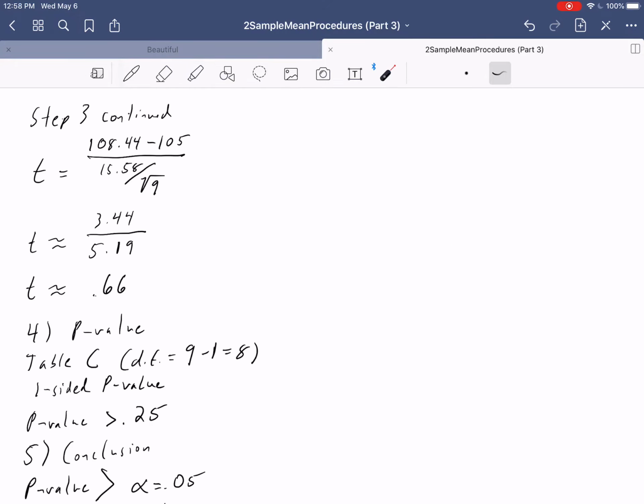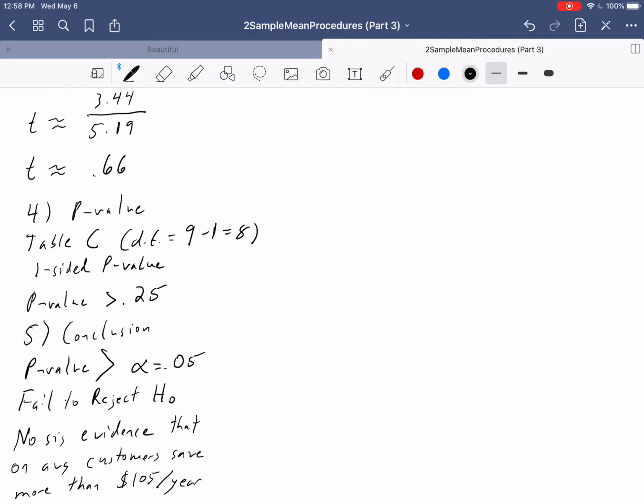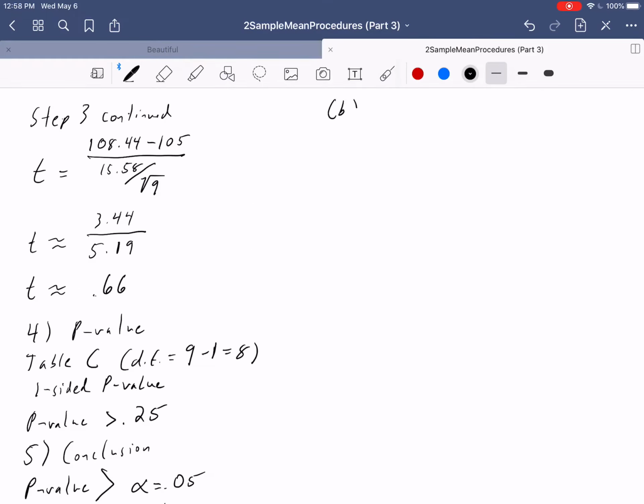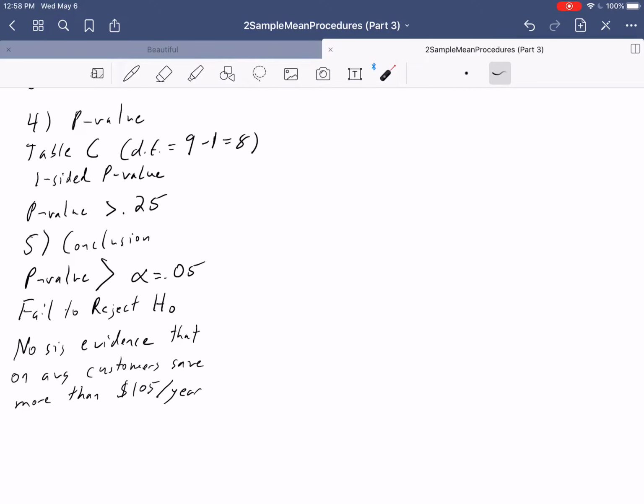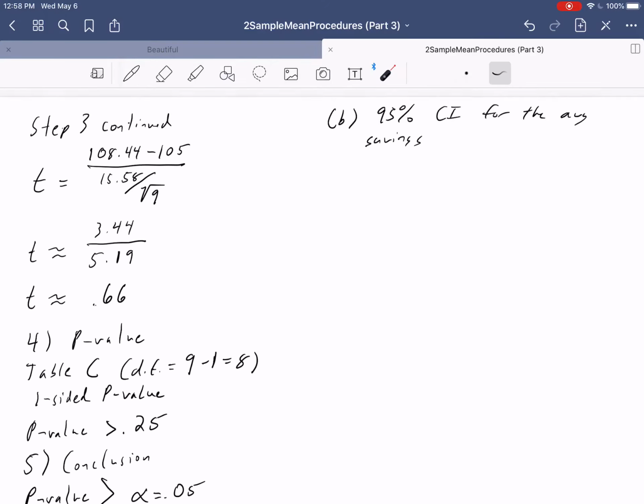Okay, let's go ahead and move on to part B here and talk about building a confidence interval. For part B, we're going to build a 95% confidence interval for the average savings. Now, the point of why we're going to do this is, well, we just found out that we couldn't say that you save more than $105 per year on average. But we might want to have a sense of how much on average you can save. Just because you don't save more than $105 per year doesn't mean that the panels don't work. They certainly save you some money, just not more than $105 on average. So let's get an estimate for how much they do save you.